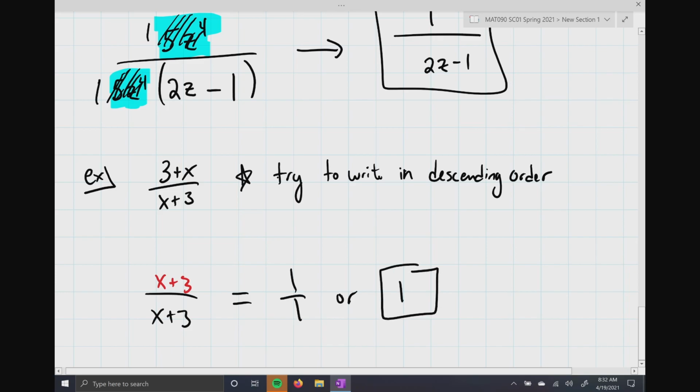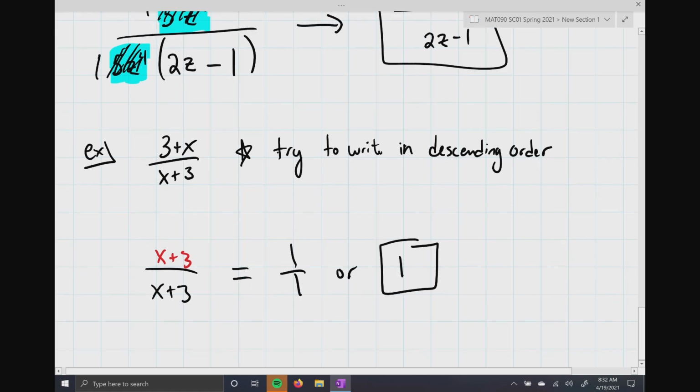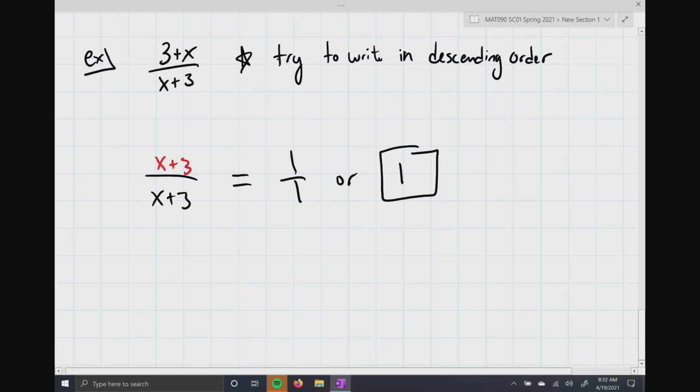Now, I'm not trying to trick you or anything. This happens sometimes. Now, where this try to write in descending order really kicks in, where it really helps us, is a problem like this.